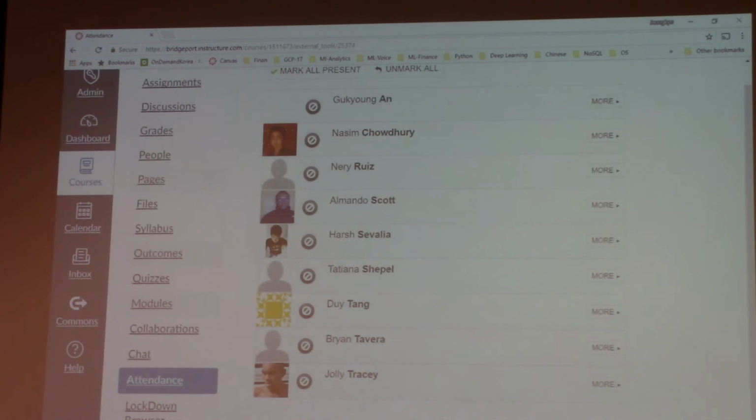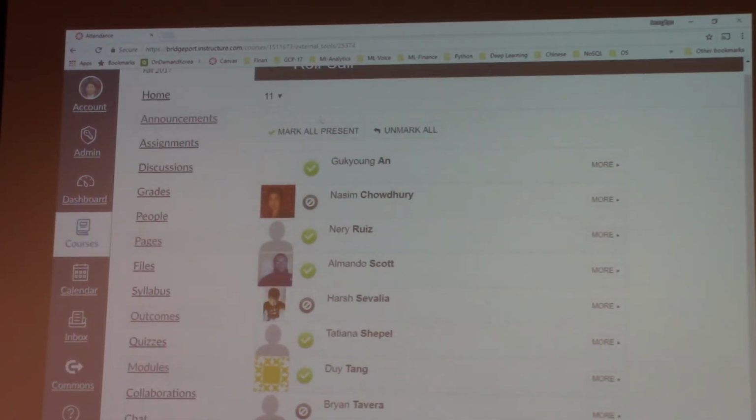First, the undergraduates first. Gugyong. Okay. And Nasim. Mary. And Armando. Okay. Arsh. Tatiana. Dewey. Brian and Julie. Any other undergraduate student? Okay.